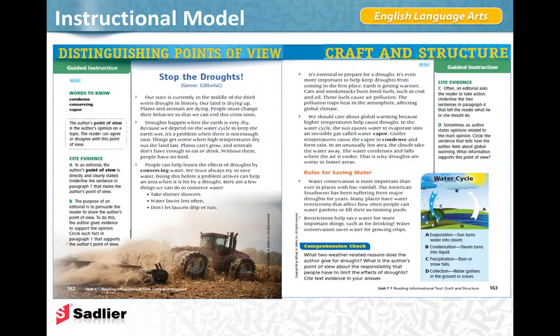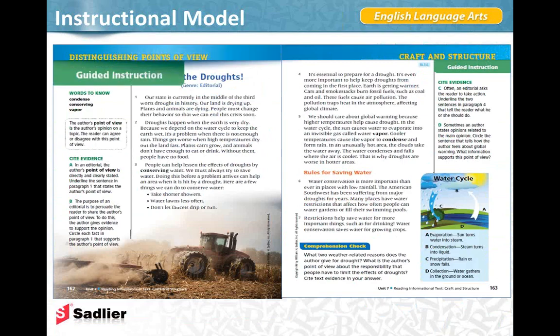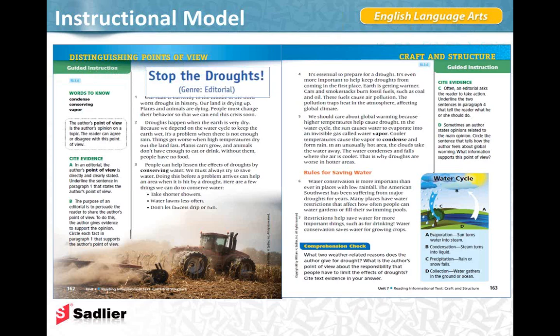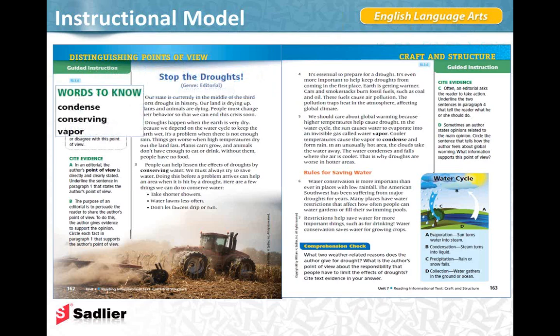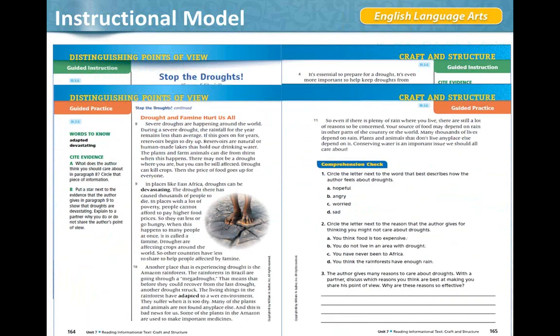Now let's take a look at the third standard, distinguishing points of view. Again, we have the I do it, guided instruction. We introduce a third text. We have words to know in each one of these guided instruction steps. We continue the instructional model with guided practice. And by the way, each one of these texts is continued throughout the instructional model. So it's not one big text, it's 3 different texts, but continued through each step of the instructional model.